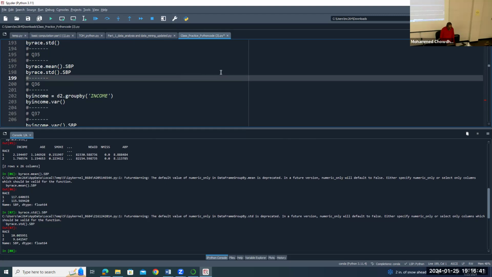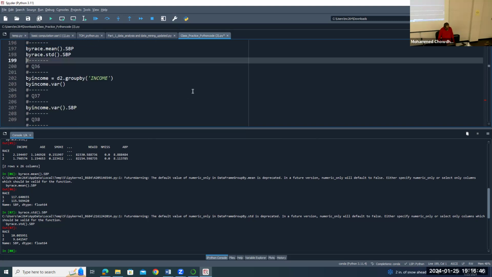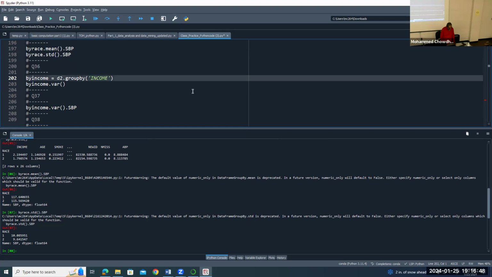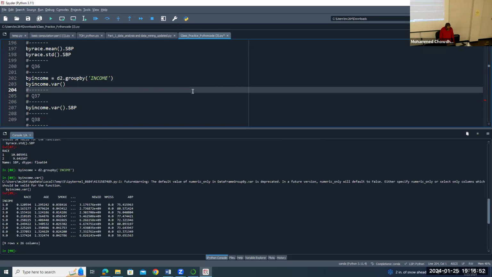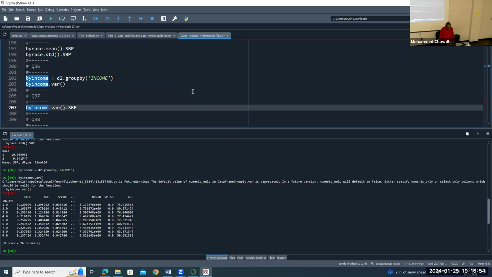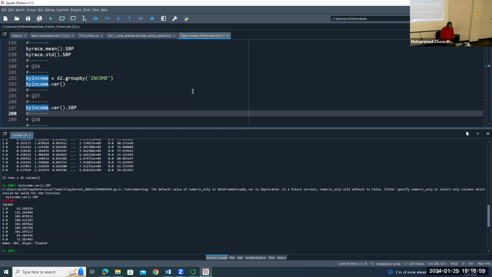If I want to find by income, that could also be obtained like this and that. If I want to find the variance for the SBP variable by income, that could also be obtained because there are 9 income levels. So we want to find the variance of the SBP for the 9 income levels.